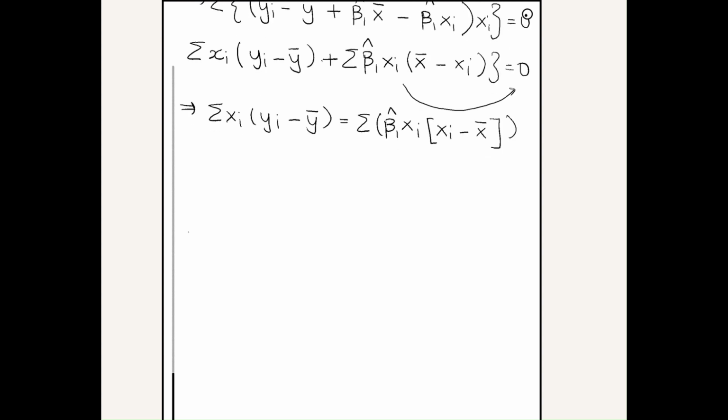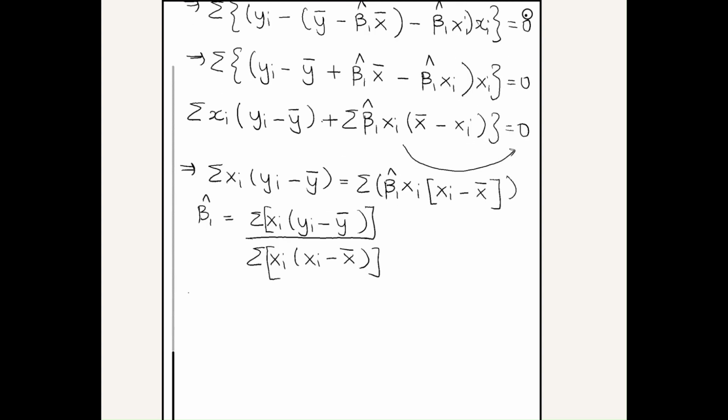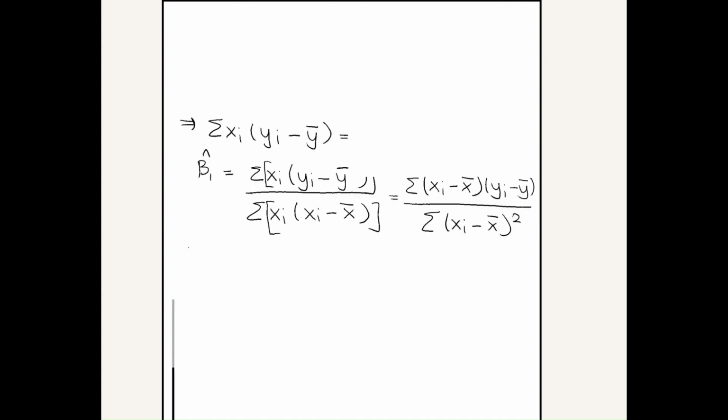We right away see that we can take beta 1 hat out and have this equal to the summation of xi (yi minus y bar) divided by the summation of xi (xi minus x bar). Now, one core thing with summation problems is that you cannot really cancel these terms because we're taking the sum of the entire thing together. If you recall your earlier statistics lessons, when you distribute this, you get the summation of (xi minus x bar) times (yi minus y bar) divided by the summation of (xi minus x bar) whole square. I don't make the rules, these are statistics rules.